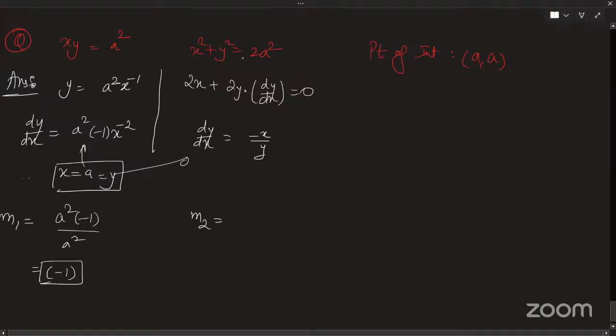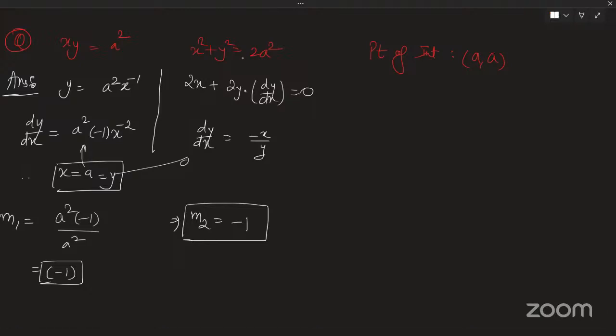What about this? Minus 1 only. How much? This will also be minus 1, right? Yes, sir. So what is happening is the slopes are equal.